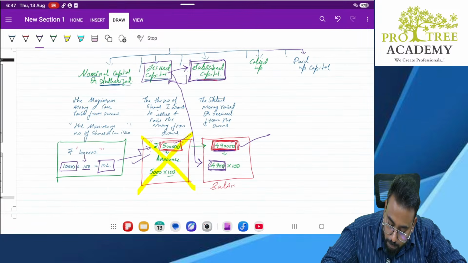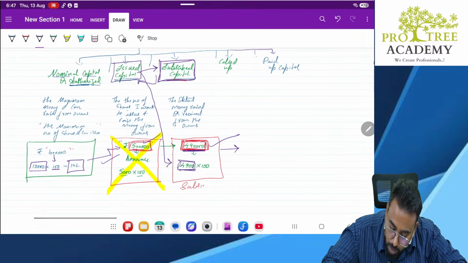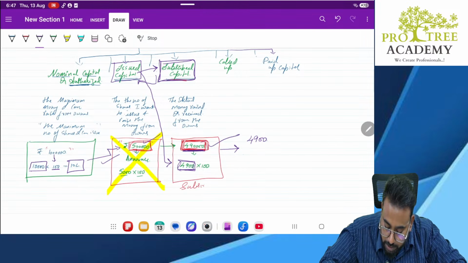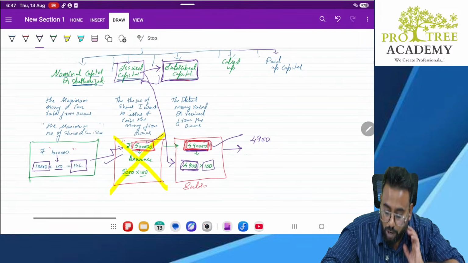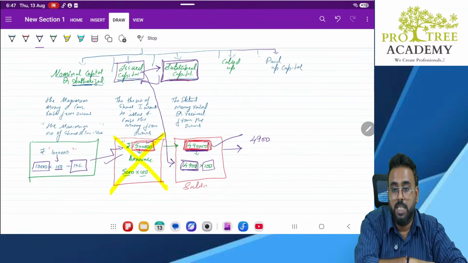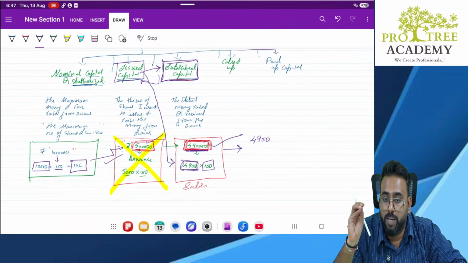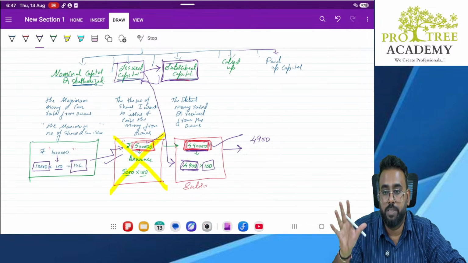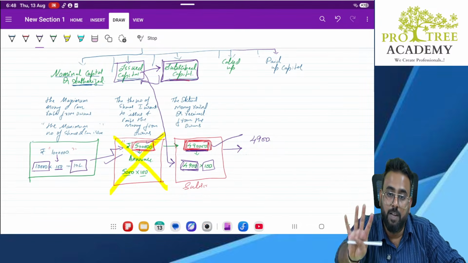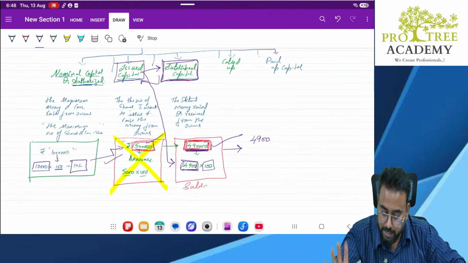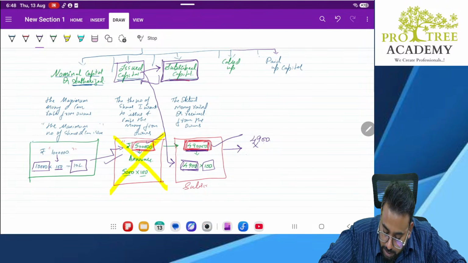Fine. Now let's come to this continuing example. Out of this 4,900 shares, what was each share worth? 100 rupees. So I said to my investors, I don't want 100 rupees immediately. I want right now 60 rupees. Next month you can pay me another 40 rupees. Right now you pay me only 60 rupees. So how much should I have received?